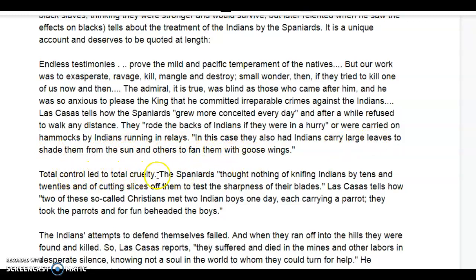Total control led to total cruelty. The Spaniards thought nothing of knifing the Indians by the 10s and 20s and cutting slices off of them to test the sharpness of their blades. Las Casas tells how 2 of these so-called Christians met 2 Indian boys one day, each carrying a parrot. They took the parrots and for fun beheaded the boys.